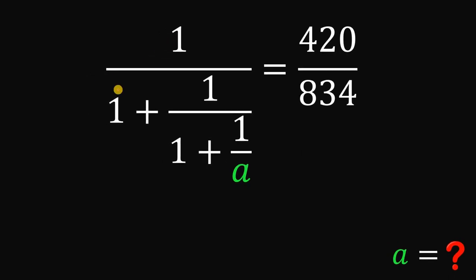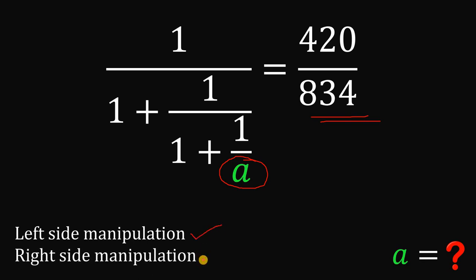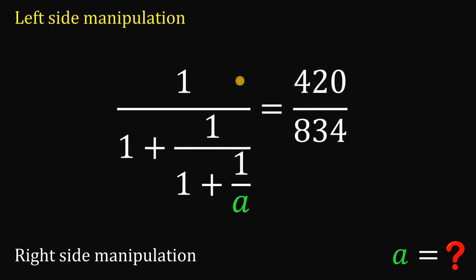Alright, so given this equation 1 over 1 plus 1 over 1 plus 1 over a equals 420 over 834, the question is, what is the value of a? Now, I will show you two solutions to this question. The first one is the left side manipulation, and the second one is the right side manipulation. Let's start with the left side manipulation. What we're going to do is to manipulate this left hand side and then solve for the value of a. So let's do that.